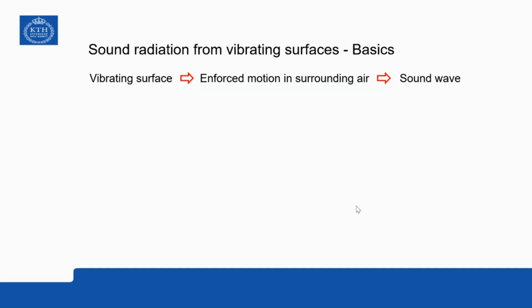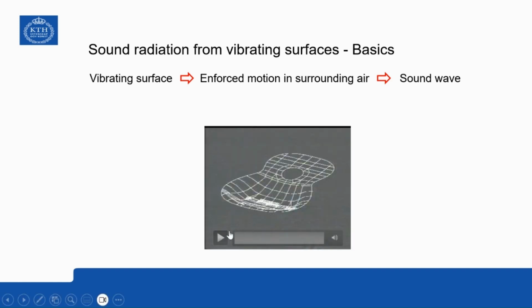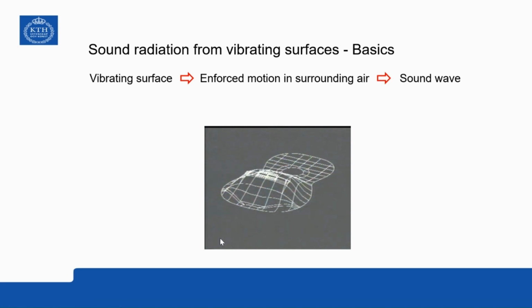So, as you know, if we have a vibrating surface that enforces motion in the surrounding air, then we will have a sound wave. This, for example, this guitar box, when we pluck a string, it will start vibrations in the walls of the guitar body. And of course, this vibration will contribute to the sound field that is radiated by the guitar. So how can we calculate or model the contribution to the sound field from the guitar body vibrations? That is something that we will discuss more in this presentation.